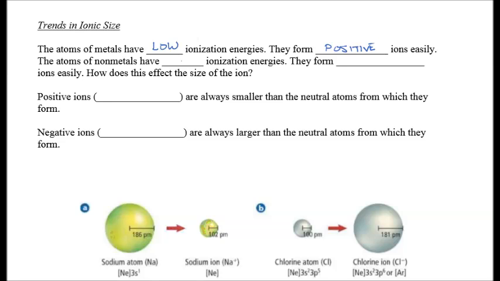The atoms of nonmetals have high ionization energy. It takes a lot of energy to remove an electron because they have a high electronegativity, which means they hold on to their electrons really, really hard. So much so that they can attract the electron of a neighboring atom. They form negative ions because of this.